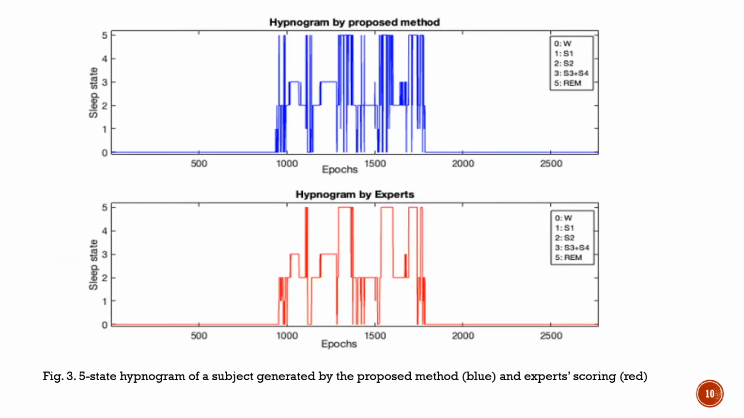Now this shows a 5-state hypnogram of a subject, and the top one shows the hypnogram which is generated by the proposed method, and the bottom one is by the experts. As we can see, overall the pattern resembles a lot. However, there are some spurious jumps, especially at the transition from one sleep stage to another. And this is the reason for some of the misclassifications which are occurring at the transition stage.